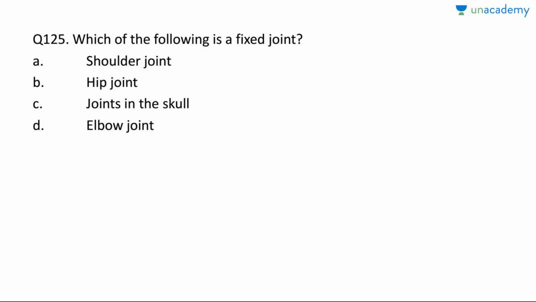Question number 125. Which of the following is a fixed joint? So joints which are there in the skull. So you cannot move your skull bones, right? So there are so many bones in your skull, you don't even know the 29 bones in your entire skull, cranium included, face, etc. 29 roughly. So here the answer is C. So joints in the skull, fixed joints will not allow the involved bones to move at all.